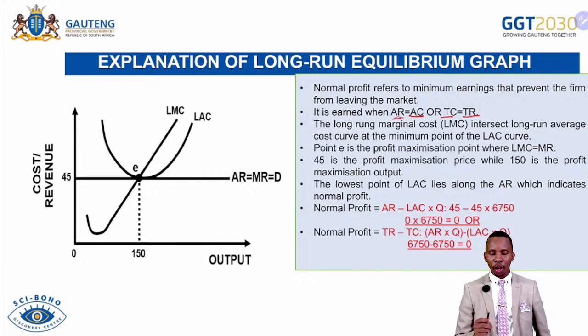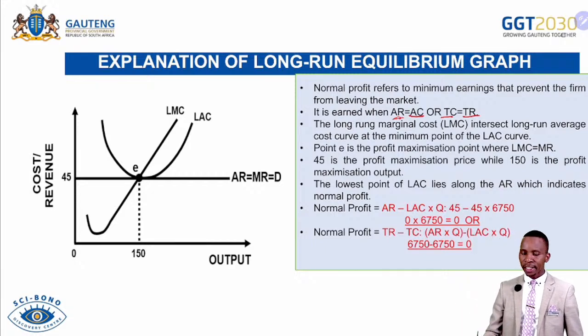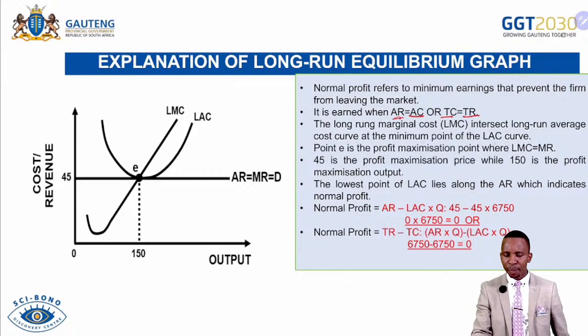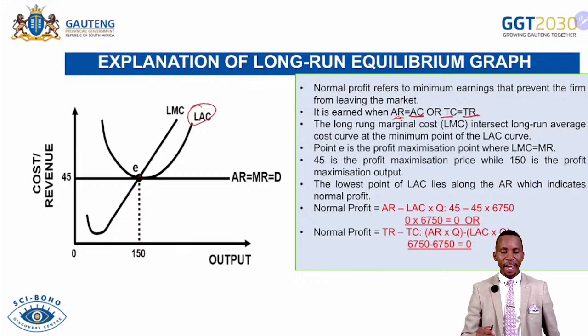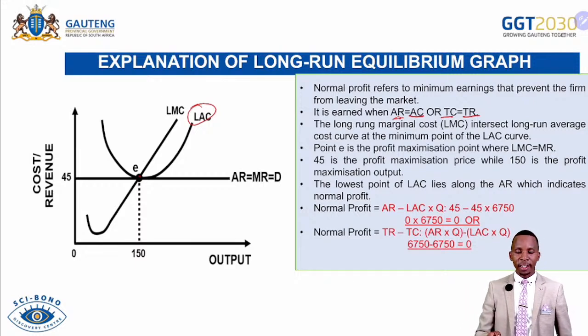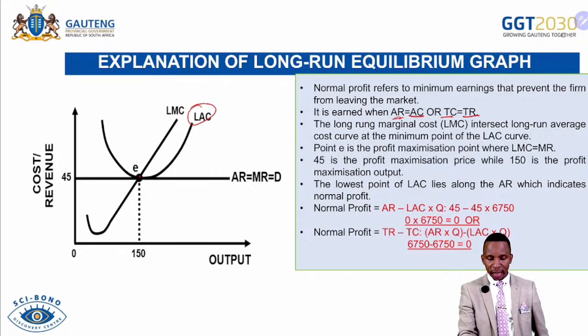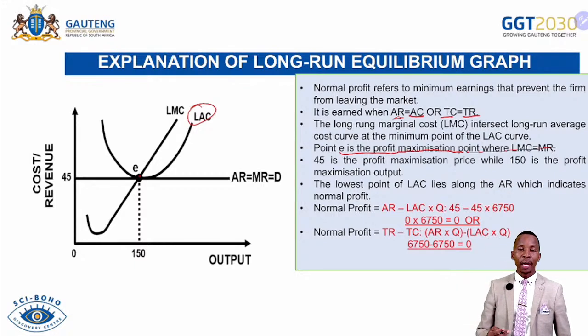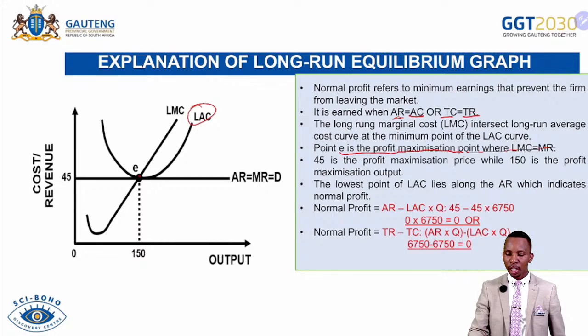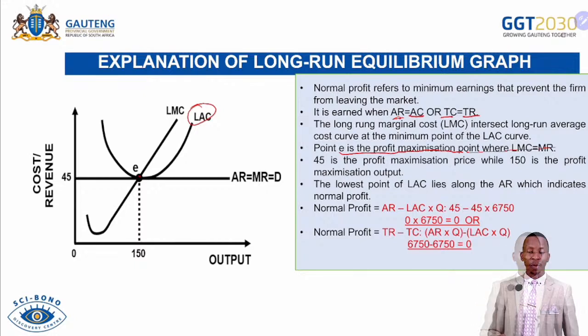So the long run marginal cost, LMC, intersects the long run average cost at its minimum or lowest point. So the AC or LAC always intersects with LMC, long run marginal cost, at its lowest point. So at the minimum point of LAC, it intersects long run marginal cost. And then point E is the profit maximization point. We know that it has been discussed repeatedly, where MR equals MC, where marginal revenue equals marginal cost, then we have what we call the profit maximization point.